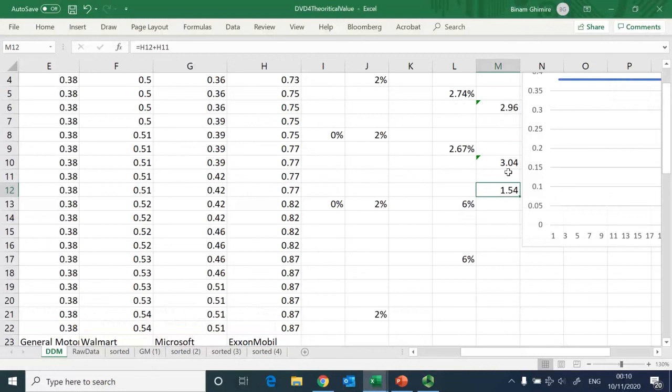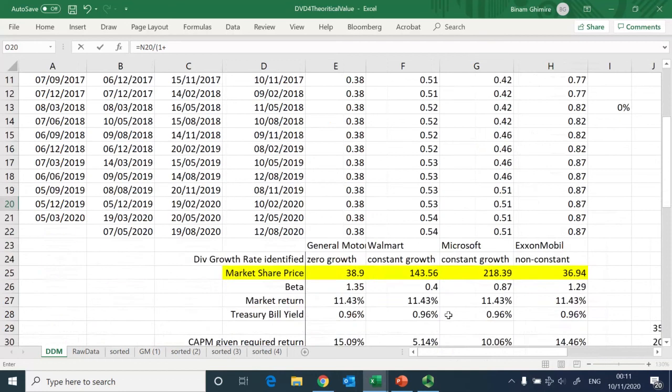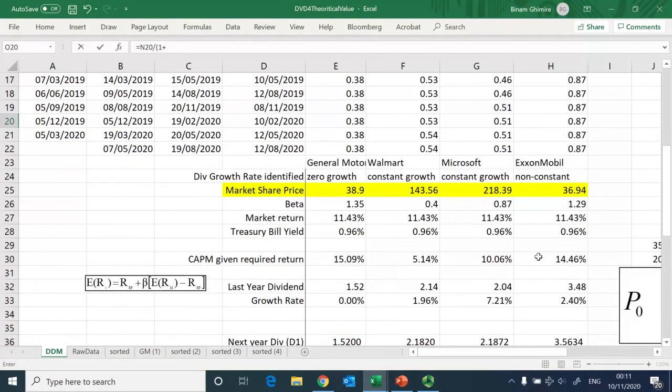So I need these 3 numbers, and here I'm going to write 1, 2, and 2.5. And where it is 1, it is going to be this amount of dividend, and where it is second year, that's 3.04, and when it is 2.5 years, it's 1.54. Now I need to find out the present values, which is basically the dividend divided by 1 plus the CAPM given rate of return, and we're assuming it will remain constant, which is 14.46 here.